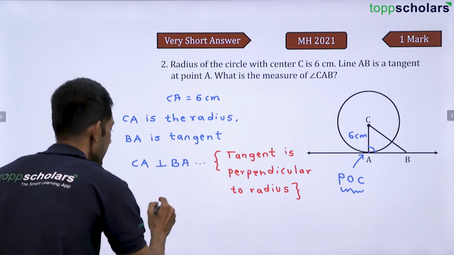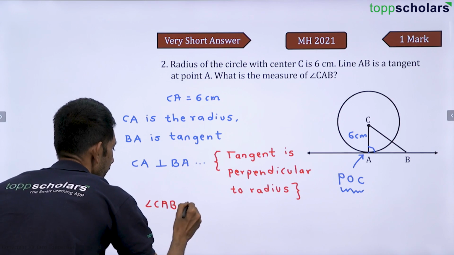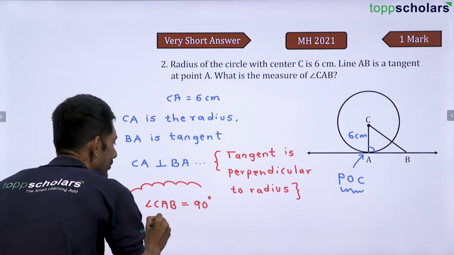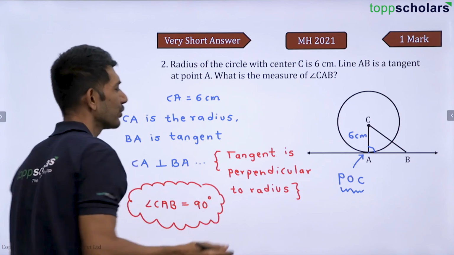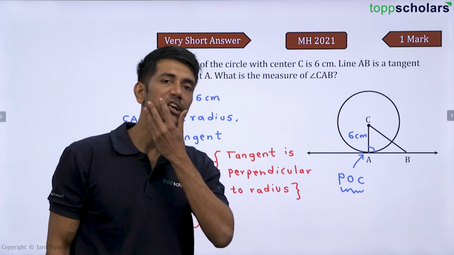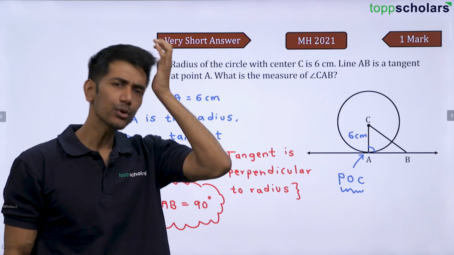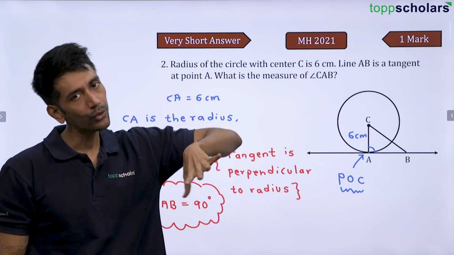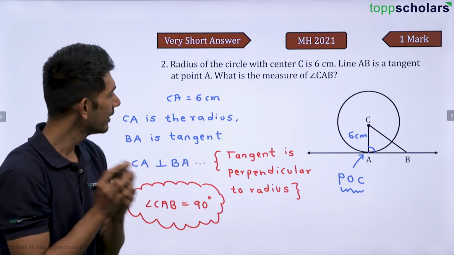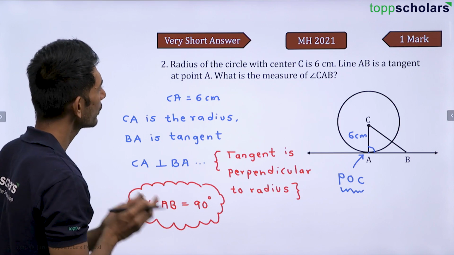So can I say angle CAB is equal to 90 degrees. Perpendicular means 90 degrees, no? And anyways, you know the theorem, the tangent is perpendicular to the radius at the point of contact. So the value of the radius that is given, which is 6 centimeters, is of no use for us. Even if we don't know the radius, we can still say that the measure of angle CAB is 90 degrees. I hope this is clear to all of you.